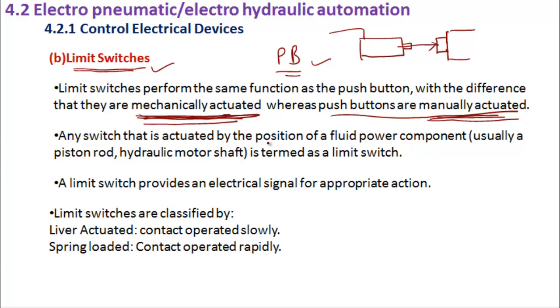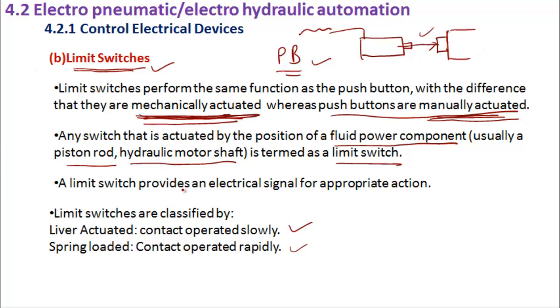So how? Any switch that is actuated by the position of a fluid power component like a piston rod or a hydraulic motor shaft is termed a limit switch. Now the limit switch provides an electrical signal for appropriate action. That means you are giving an electrical signal here, and that is what is making the mechanical actuation which pushes the button. They are basically classified as two types. One is lever actuated, another is spring loaded.